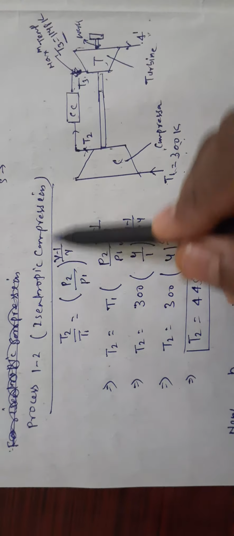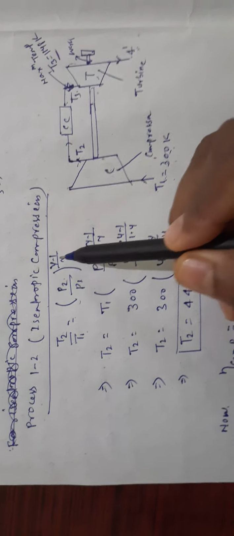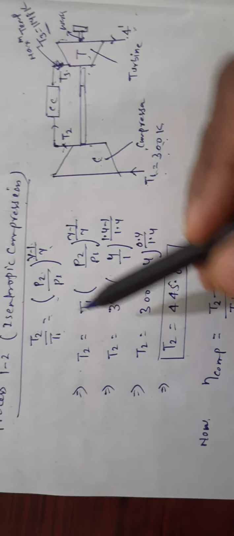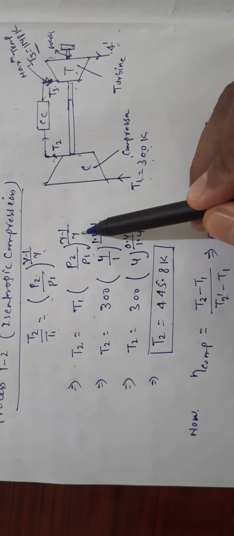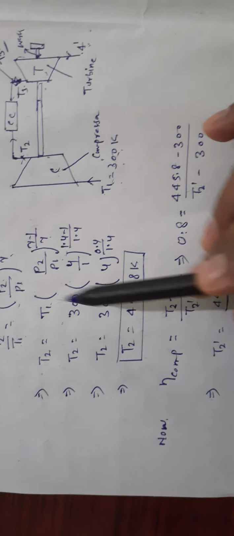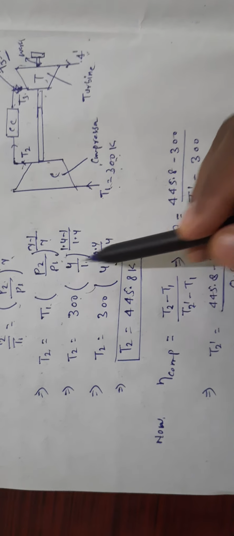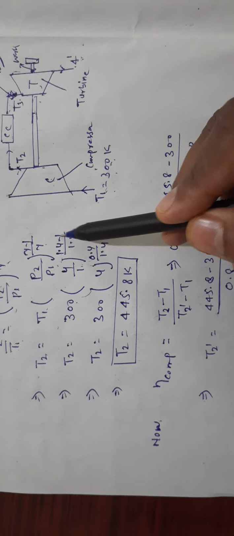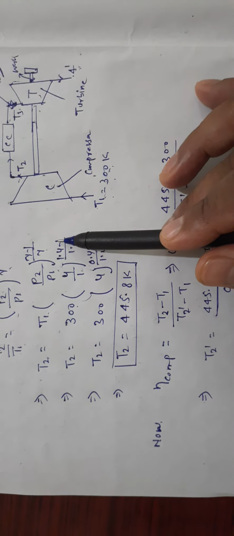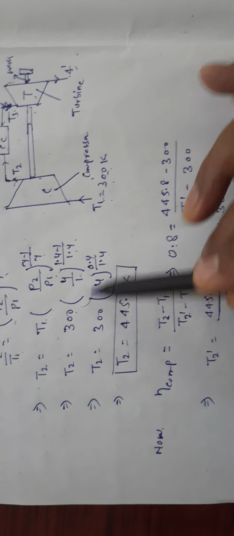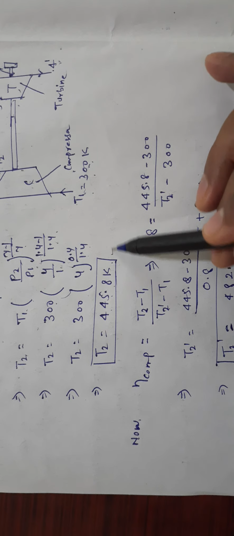As we know, in isentropic compression the formula is T2 by T1 is equal to (P2 by P1) to the power (gamma minus 1) by gamma. So T2 is equal to T1 into (P2 by P1) to the power (gamma minus 1) by gamma. Substituting the values: T1 is 300 Kelvin, P2 is 4 bar, P1 is 1 bar, and gamma is 1.4. So T2 is equal to 300 into 4 to the power (1.4 minus 1) by 1.4, which is 0.4 by 1.4. After calculating, we get the temperature T2 as 445.8 Kelvin.